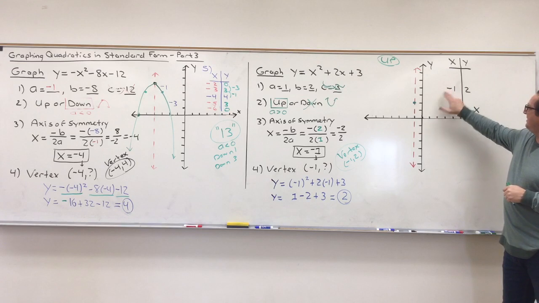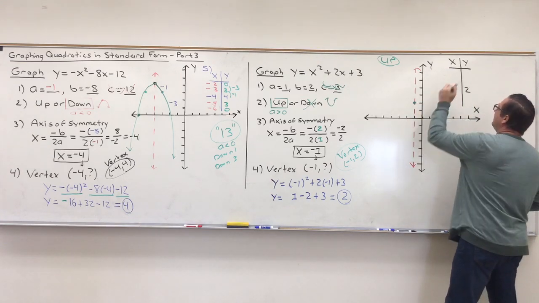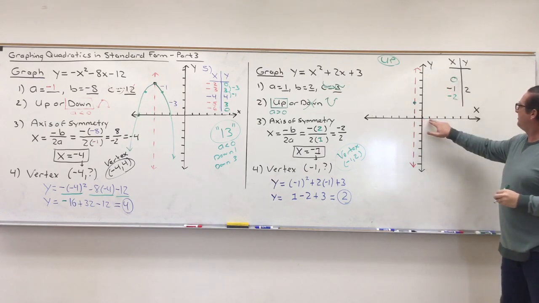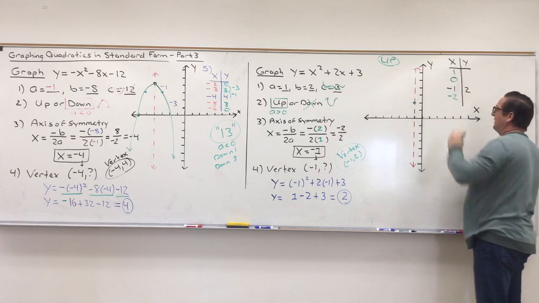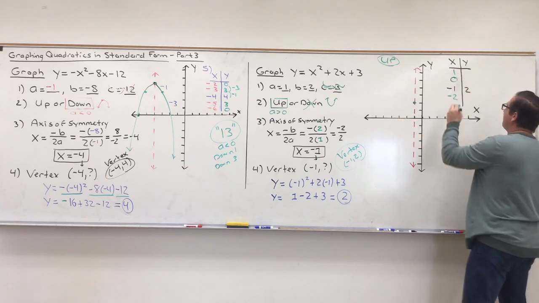So my center is negative 1 comma 2. This is 0, and this is negative 2. Followed by 1, followed by negative 3.